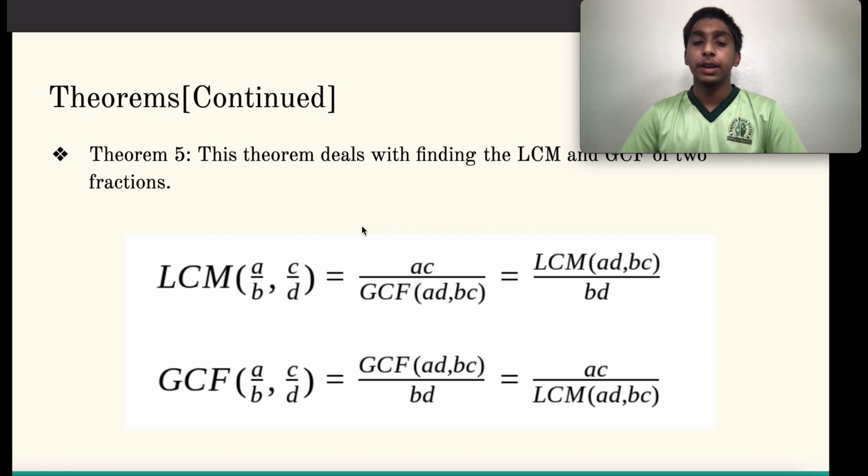And for the GCF, the GCF of A over B, C over D is equal to the GCF of AD, BC over BD, which is equal to AC over the LCM of AD, BC.